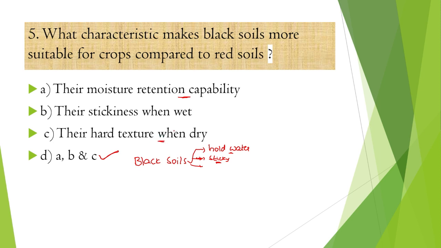Third, their hard texture when dry. When this land becomes dry, what happens? We find cracks in the earth. These cracks are useful for the land, because whatever nutrients are available will be absorbed into the soil. That is the reason this hard structure is very helpful to black soil. So that is the third option. That is the reason A, B, and C: these three are suitable answers.